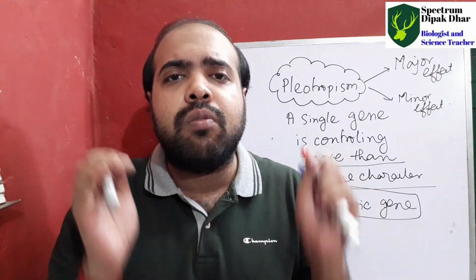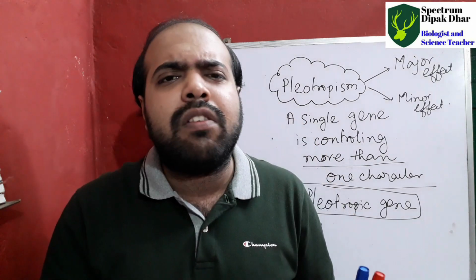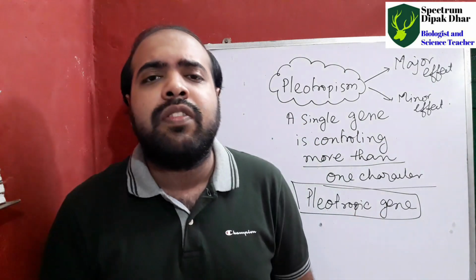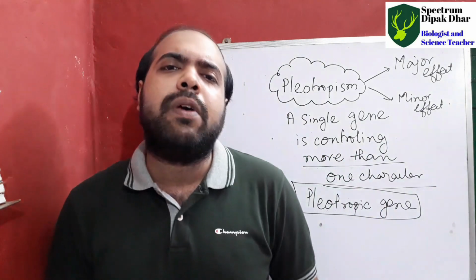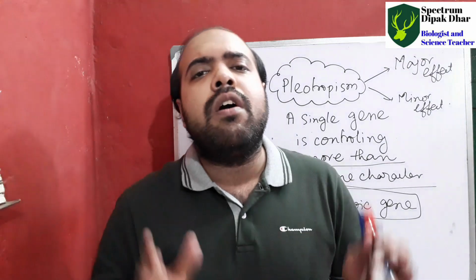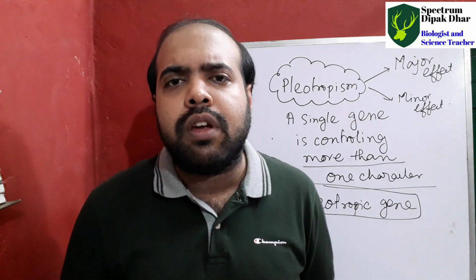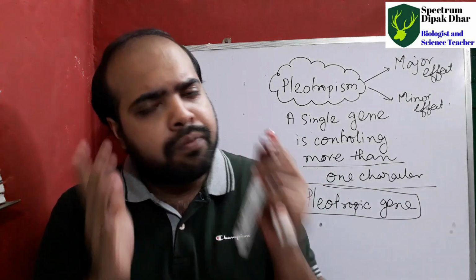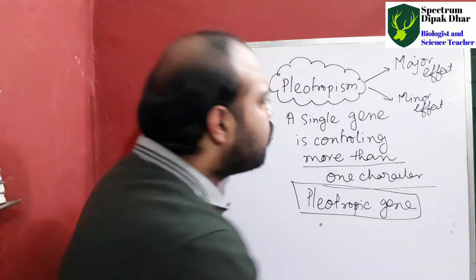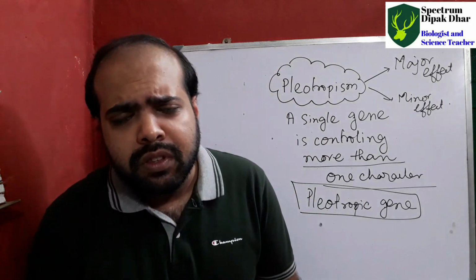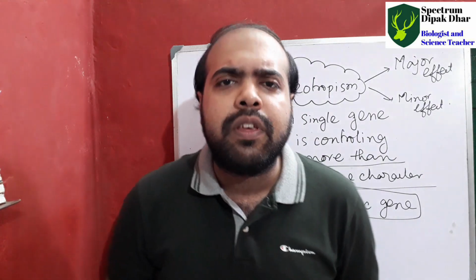The first and foremost important example, on which you will get questions in your board exam as well as in your NEET exam, is phenylketonuria. Phenylketonuria is basically a typical example of pleiotropism. Now, how phenylketonuria comes under the subheading of pleiotropism, we will see. Phenylketonuria is basically an autosomal disease. It is very rare.